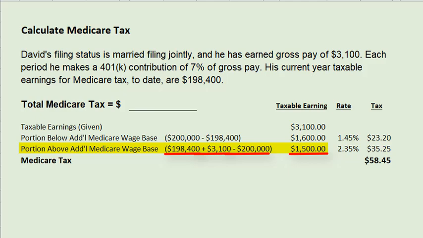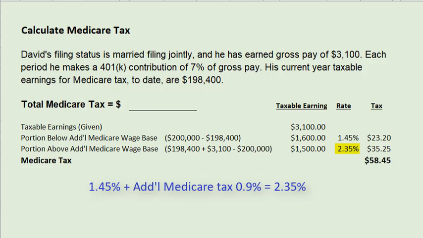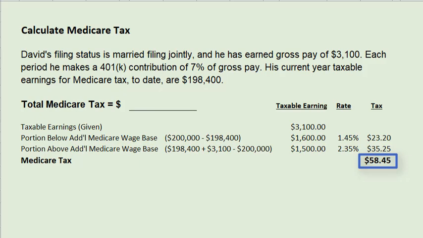We take that number times 2.35%. This rate is the sum of the normal rate, 1.45%, plus the 0.9% for the additional Medicare tax. We arrive at the tax amount of $35.25. This is the portion of the tax that's above the Medicare tax wage base. So that combined with the portion that's below the additional Medicare tax base, the $23.20, then we have the total Medicare tax of $58.45.